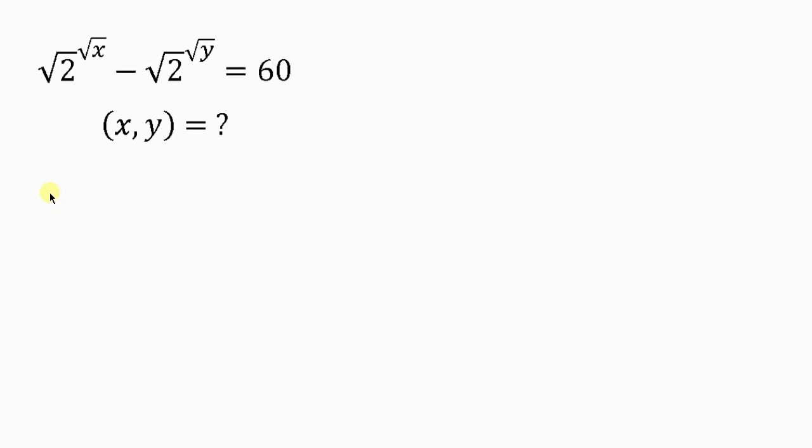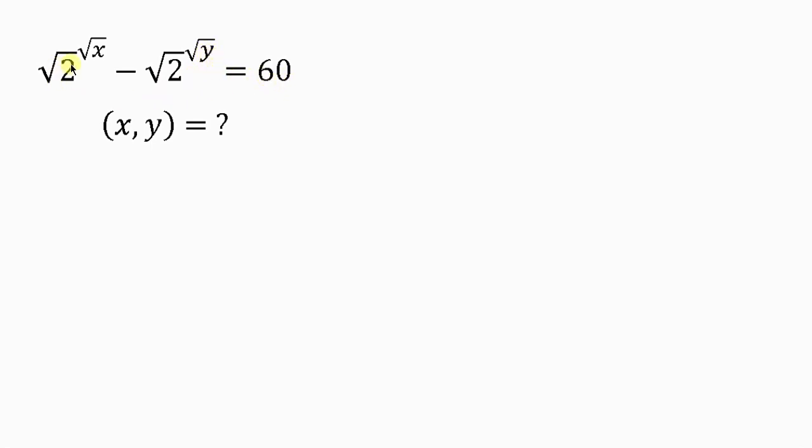Look at this nice and beautiful question on the board that we're going to be solving. And the question says, find the values of x and y for which the square root of 2 to the square root of x minus the square root of 2 to the square root of y is equal to 60.